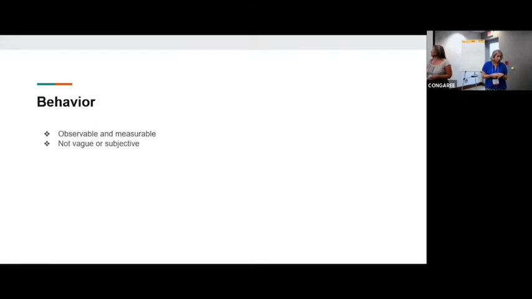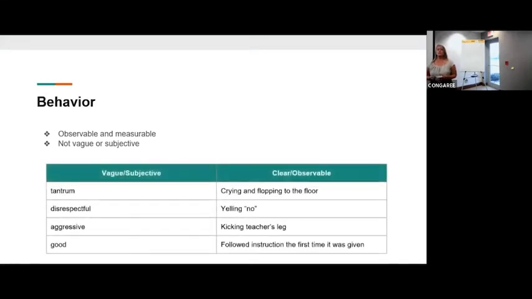So the B is behavior. We really want to make sure that this is observable and measurable. We don't want it to be vague or subjective. So we're going to go through a couple examples. Tantrum. How many different types of tantrums have you seen? My definition of tantrum might be very different from Kelly's. Disrespectful. That's my least favorite. Disrespect can mean so many different things to different people. So we really want to make sure that we're objective.